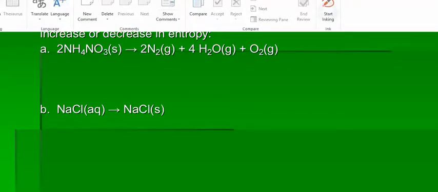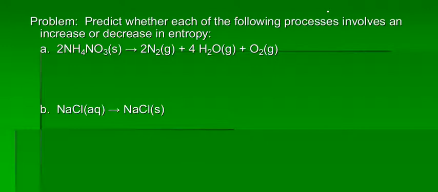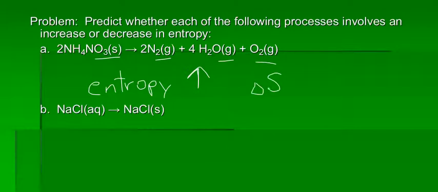So in these two examples, we want to predict whether each of the following processes involves an increase or decrease in entropy. Well, in part A, we're taking a solid, and we're forming 7 moles of gas total. And so my entropy, which is disorder, goes up. I'm becoming more disordered in the course of this reaction. And so delta S, if we solved for it, would be a positive value.